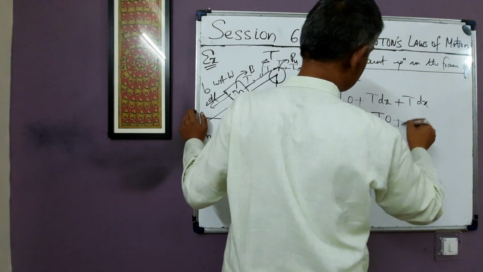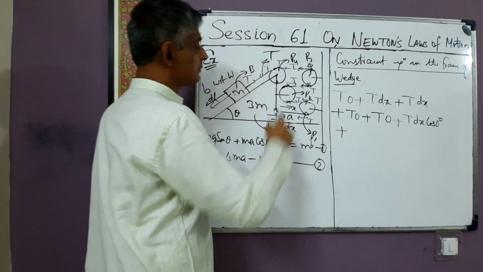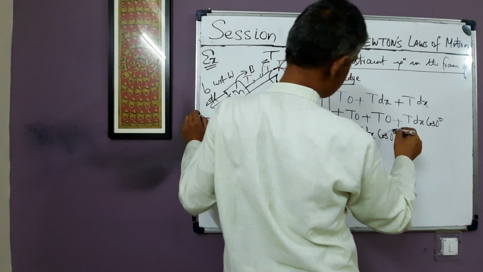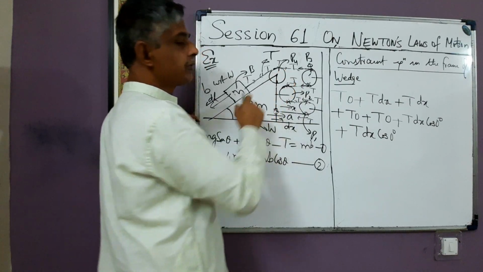So how much do I write as the work done? T dx cos 0 degree. Okay, this is simply 1. Similarly, at this point also we get the same thing. T dx cos 0 degree. Fine. Now we have to find the work done by the string on this pulley P4 in the frame of the wedge.